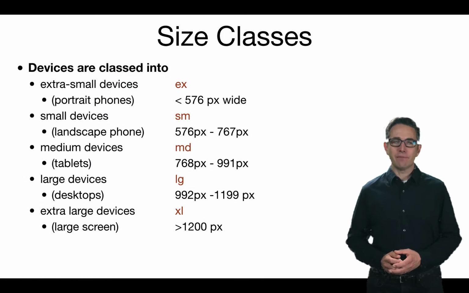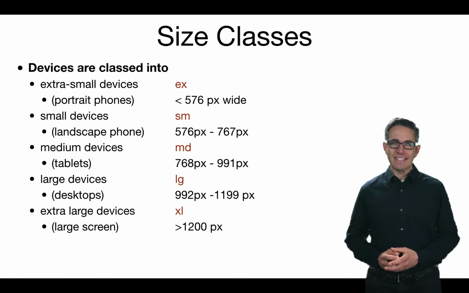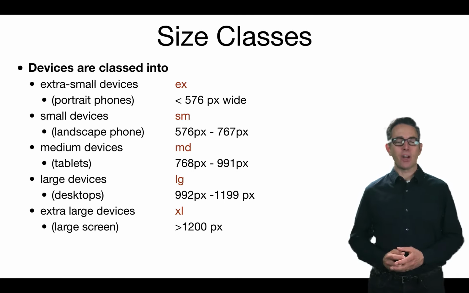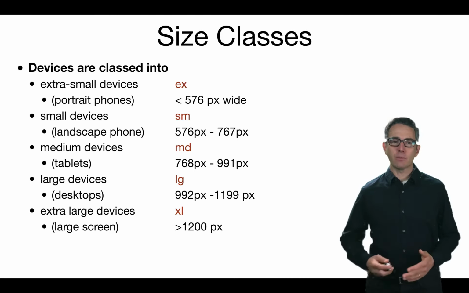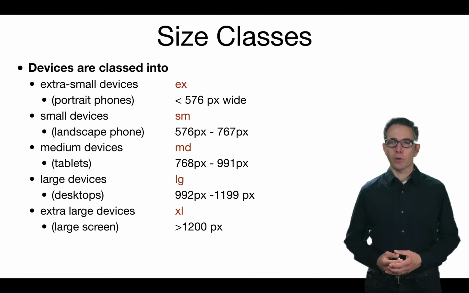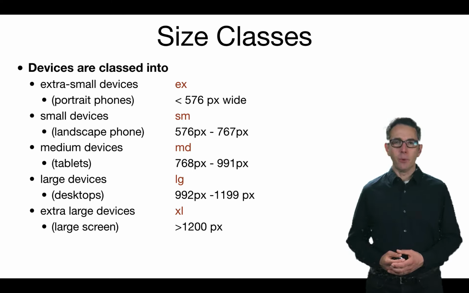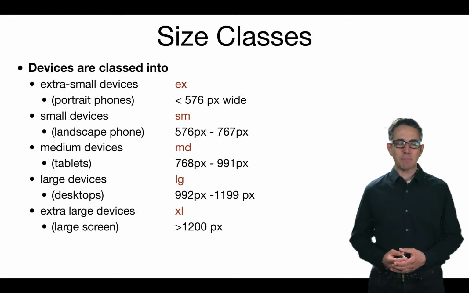Bootstrap recognizes 5 different classes of devices based on the width that's available to display the content. There's extra small devices, small devices, medium devices, large devices, and extra large devices. An extra small device would be something like a phone in a portrait orientation. And that corresponds to a situation when the viewport has less than 576 pixels wide to display something.